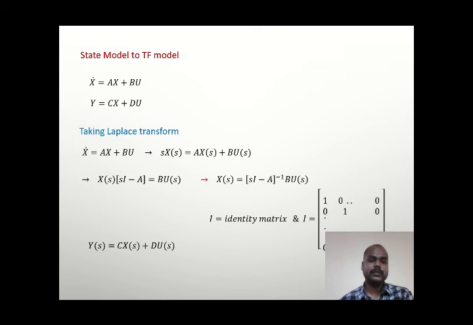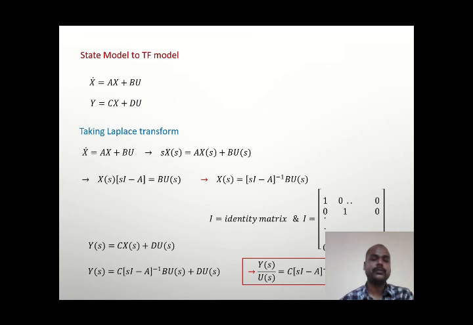So when we put this X(s) here, we can obtain the equation for y, which is equal to C times X(s). X(s) is (sI minus A) inverse B times U(s), which is placed here, plus DU(s). By separating, we can directly obtain the transfer function Y(s) upon U(s) equals C times (sI minus A) inverse B plus D.